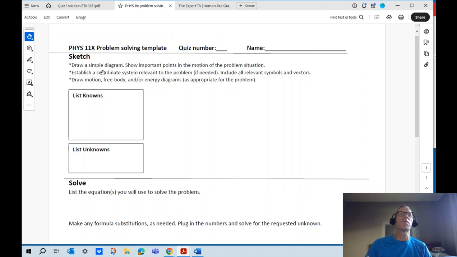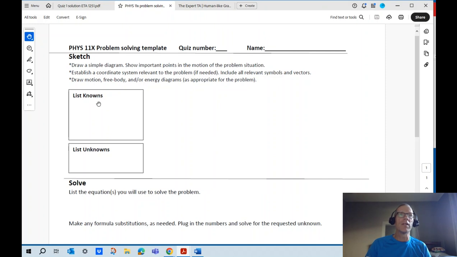Establishing a coordinate system, the second point, is almost always important. And the problem-solving template is best used for problems that are multi-step. If you've got a problem where A times B equals C, you're given A and B, you need to find C, it doesn't really make sense to do this elaborate problem solving setup. So the sketch, that guides you, and then we've got space here for the sketch.